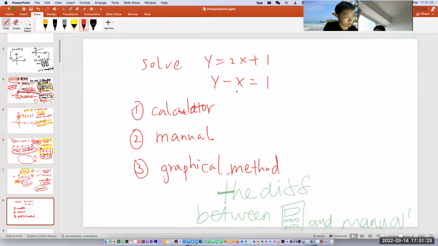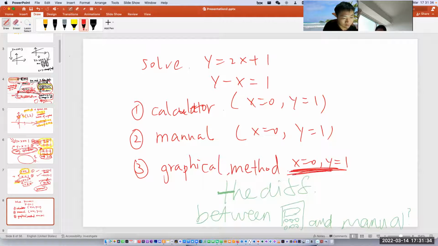Okay. The calculator gives you x equals 0, y equals 1. Then this also gives you x equals 0, y equals 1. But the graphical method is a bit, I will say, not so straightforward. They give you the answer in this format, and this point is the intersection point of the two lines.